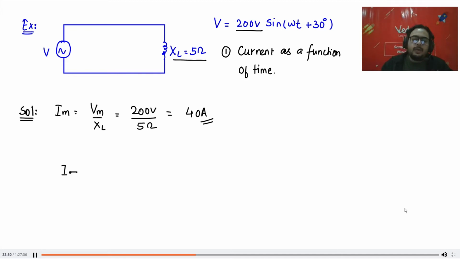So what will I write for the current? Current I can say is Im, which is 40 ampere, sine omega t. What should I write? Can anyone tell me? Let me see who is the correct person.